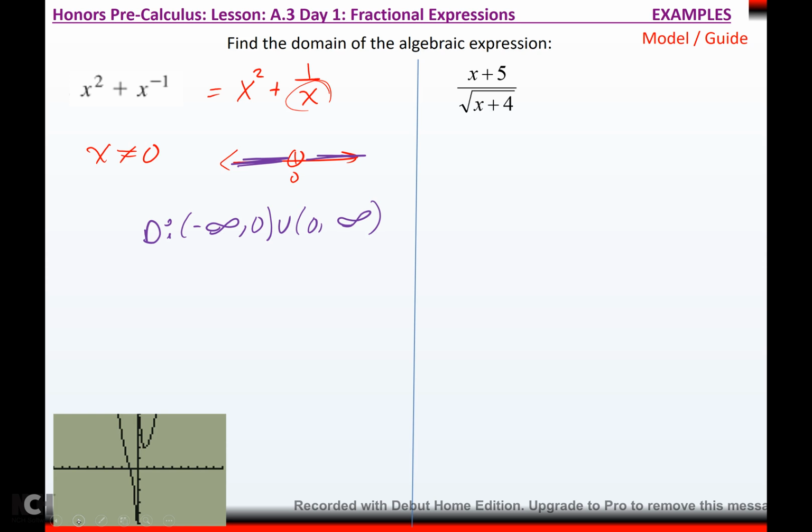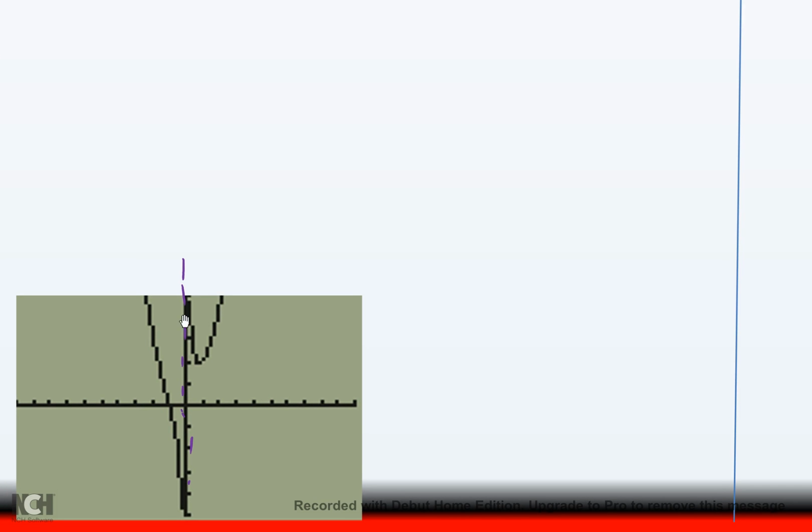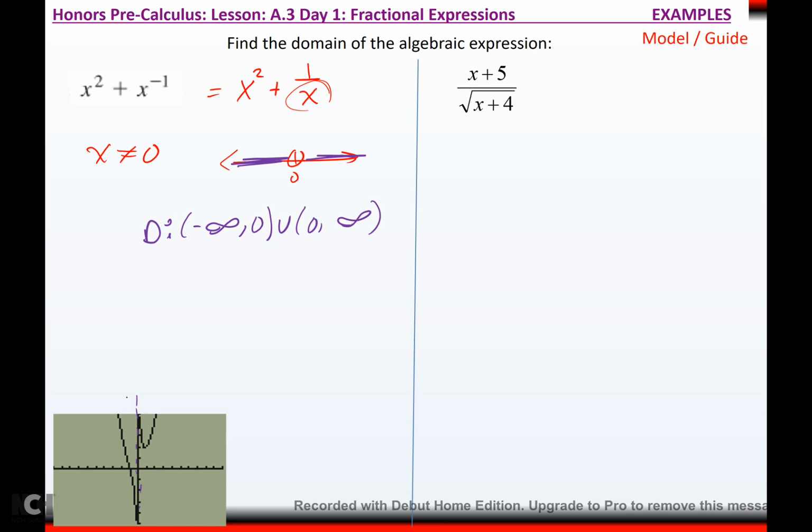And if I look at the picture, there's my asymptote right there at 0. Okay, there's my 0. And you can see there's graph on this side that's going to go from negative infinity to 0. And then it starts again at 0 and it'll go forever. Alright, here we've got two restrictions. There's a radical and the radical's in the denominator.